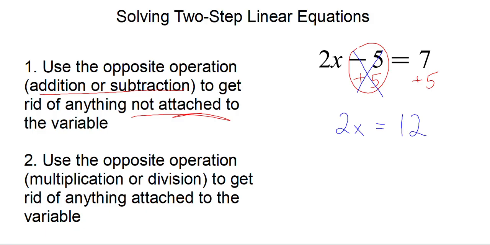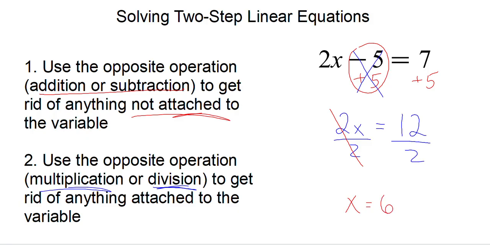Now this looks like an equation that we've dealt with, it's just now a one-step equation. Right? We're going to use, in this case, division, but sometimes it'll be multiplication, to get rid of the things that are attached to the variable. We call this the coefficient, right? The 2 is the coefficient on the x. So we'll just divide by that coefficient, or divide by 2. When we do that, the 2's cancel, and we're left with x equals 12 divided by 2, which is just 6.